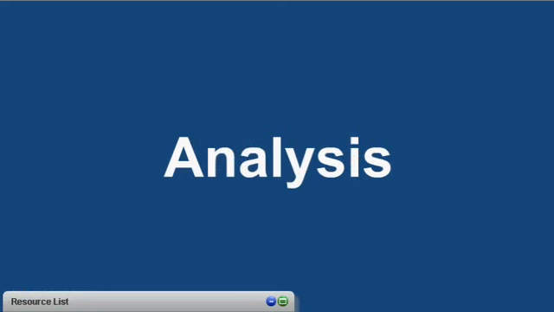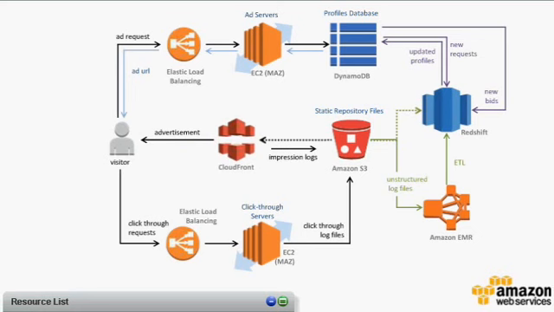Now let's talk a little bit about the analysis side. So we've done the real-time bidding, we've given an ad impression, they've clicked through it, we've sent some logs, and now we want to make some decisions or get some insight out of those logs. And this is where Redshift comes in, and Elastic MapReduce.